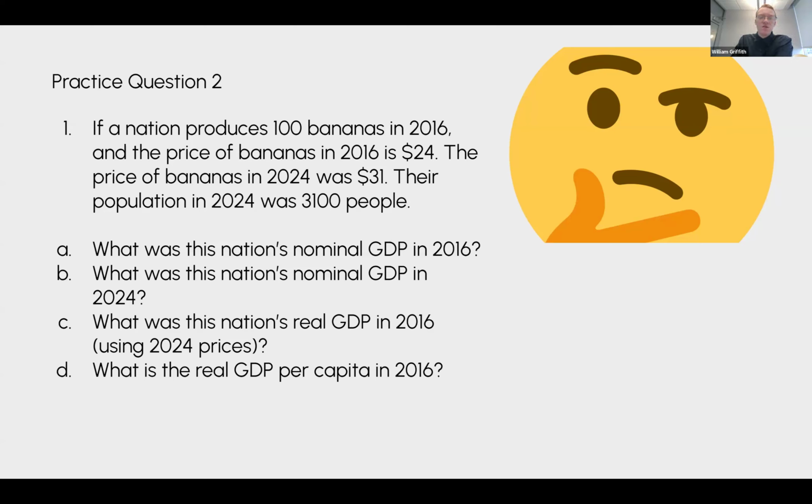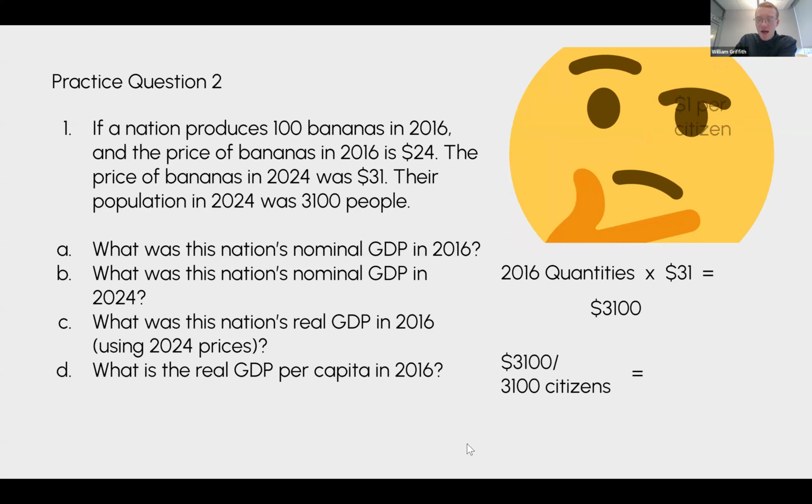And finally, the real GDP per capita in 2016. We got to do a little more work for this one. So we have a population of 3,100. We got 100 bananas, and we have $31. So of course, we take our value from the last one, $3,100. We're going to divide that by the number of citizens, and then that gives us the real GDP per capita. It is $1 per person.